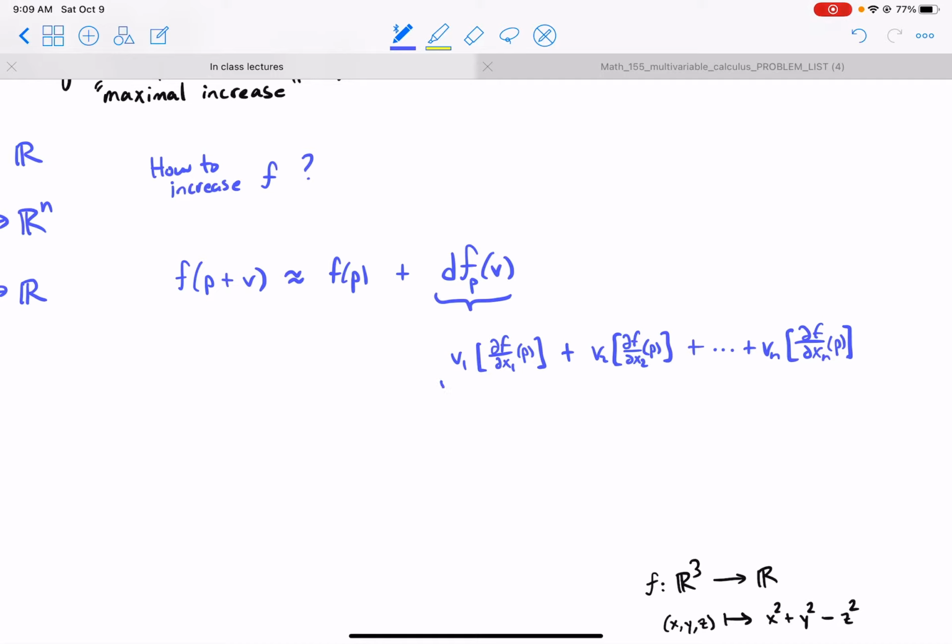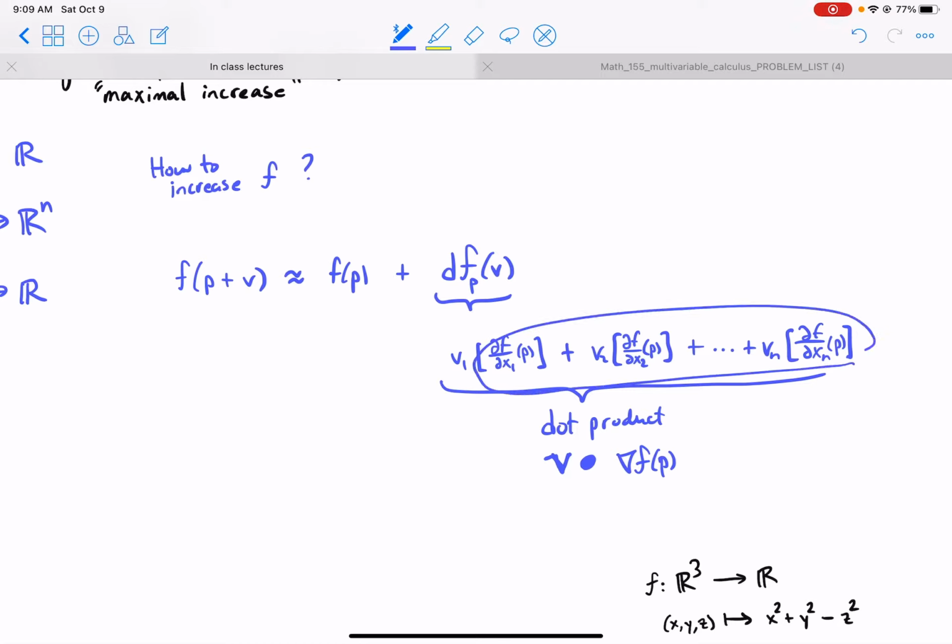And this is a dot product of our movement vector with the gradient of f at the point p. The Jacobian has one row, and we interpret that as a vector, the gradient of f evaluated at the point p. Okay, and so that dot product is the length of v times the length of the gradient vector at p times the cosine of the angle between them.